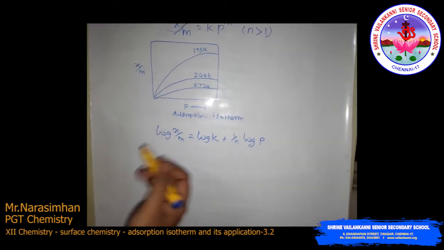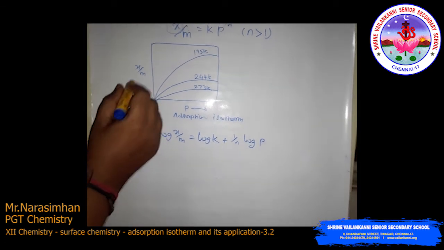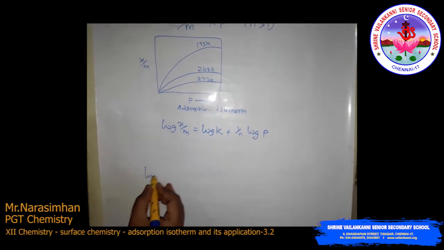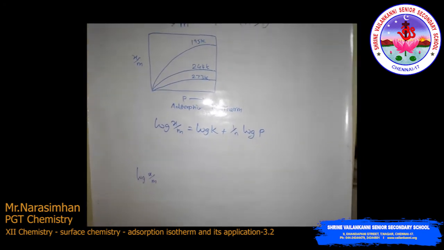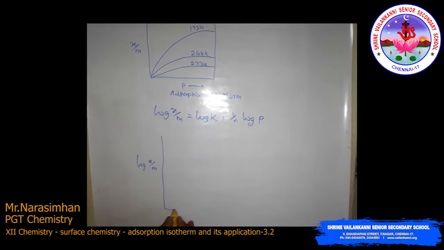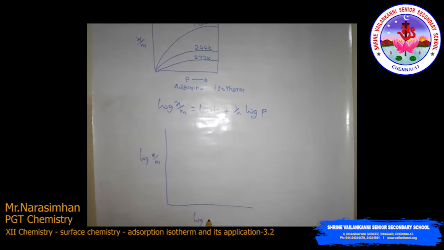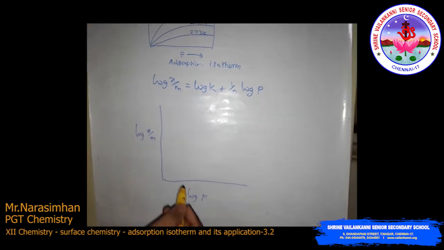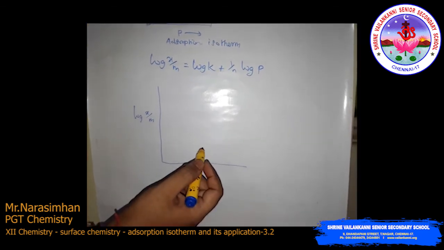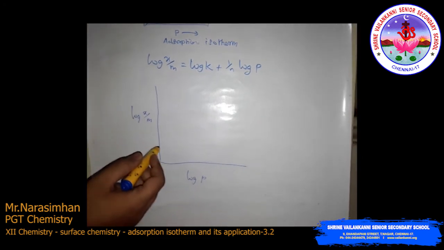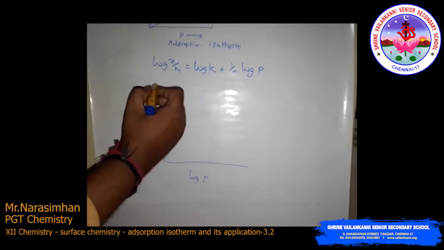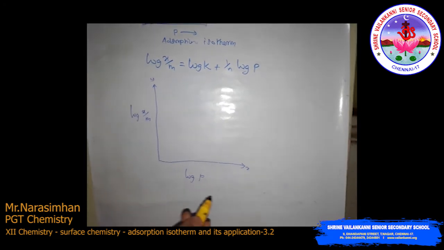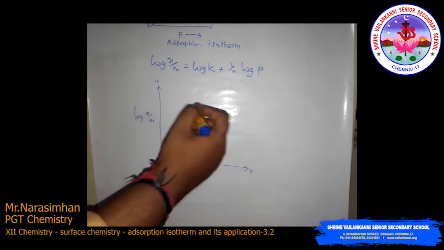To check the validity of the Freundlich adsorption isotherm, you have to take the logarithm. Plot log(x/m) versus log P, and it gives a straight line. This is verified by plotting log(x/m) on the y-axis, the ordinate, and log P on the x-axis, the abscissa. It comes as a straight line.